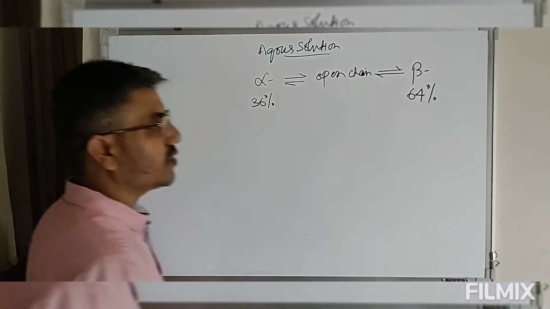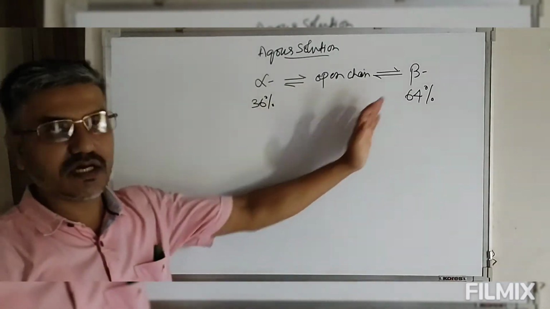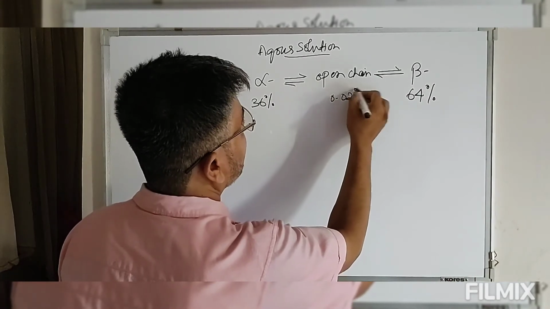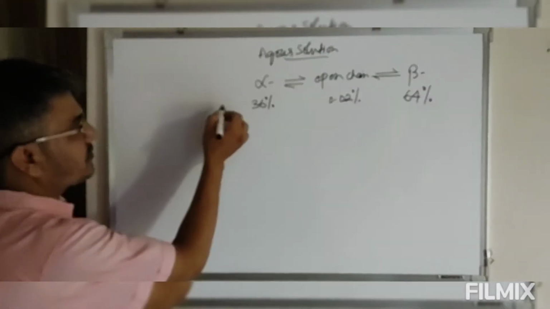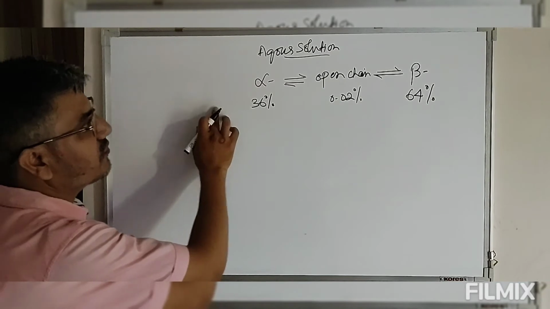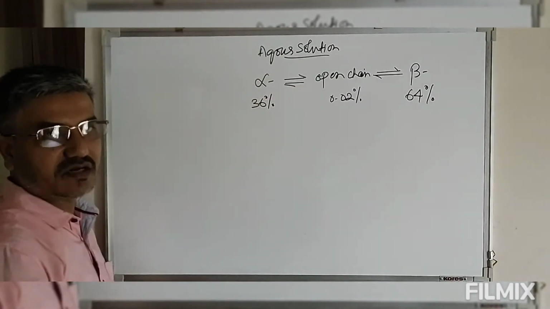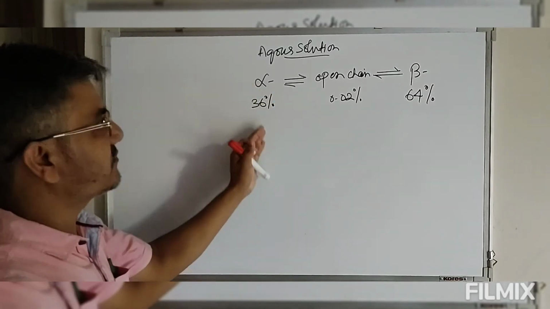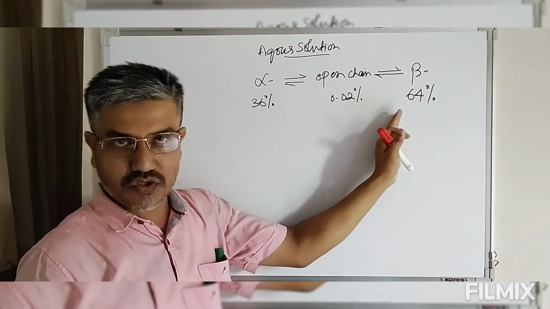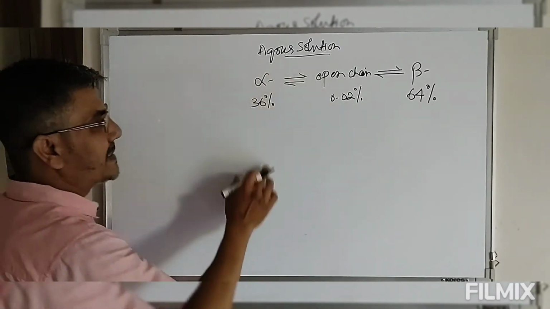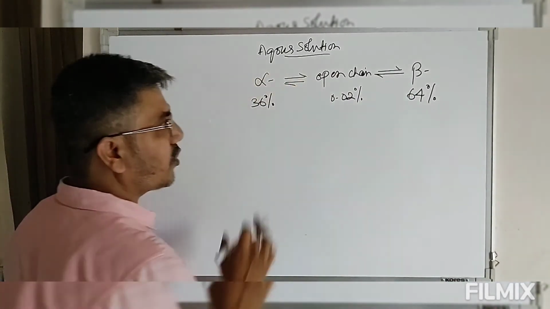So the major quantity of this glucose exists in beta form, and this open chain is almost 0.02%. So this is the percentage composition of alpha and beta and open chain. That means alpha and beta are interconvertible, and this interconversion from alpha to beta is through open chain structure. So this is the equilibrium proportion. Now all these are optically active.